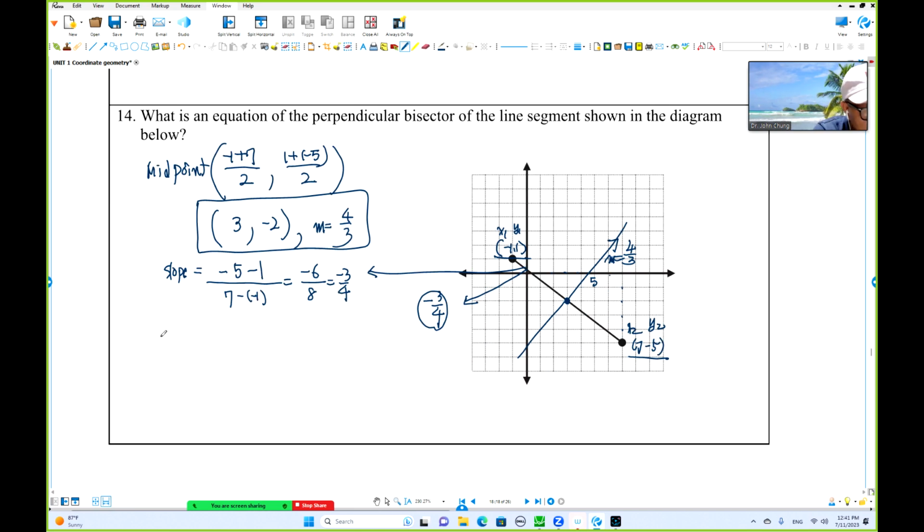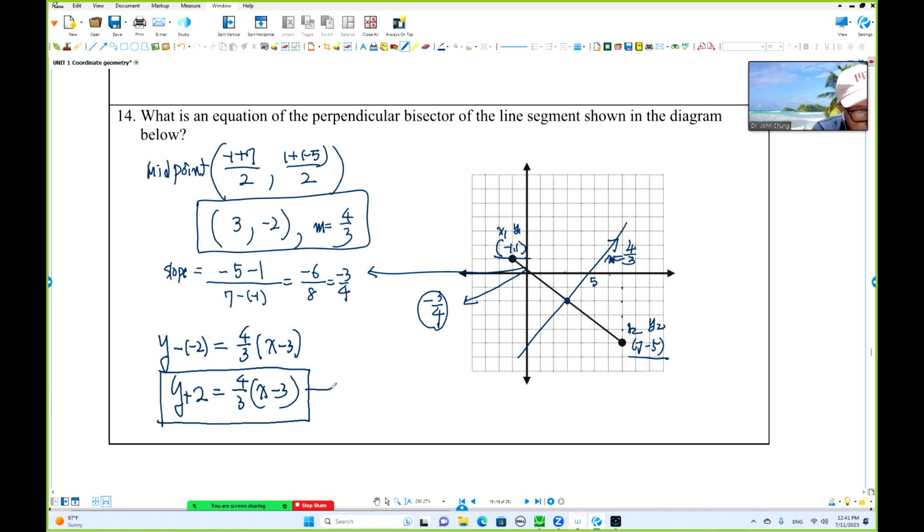y minus y1 equals slope times x minus 3. You can just write it without simplifying: y plus 2 equals 4 over 3 times x minus 3. That's the answer.